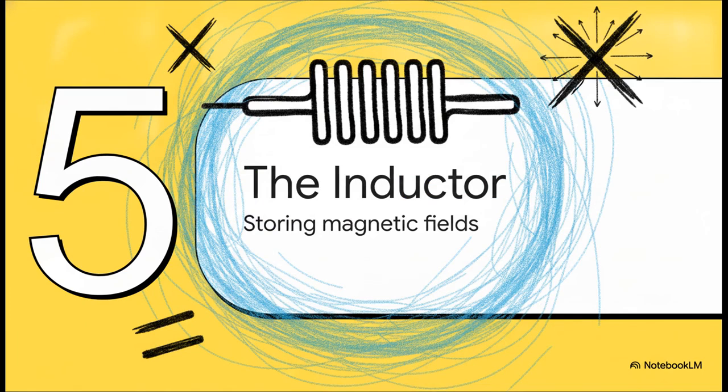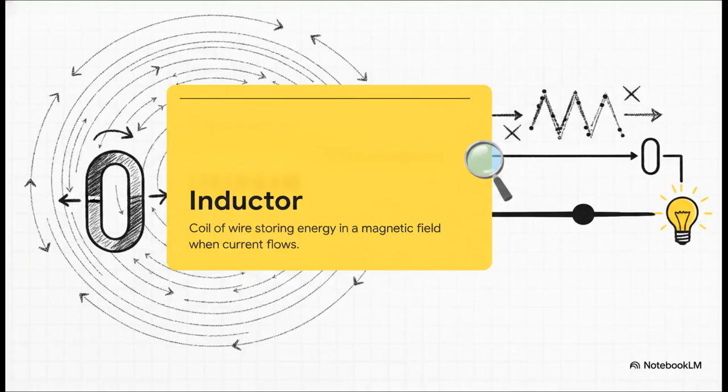And finally, Section 5, the inductor, which is all about storing the magnetic field. An inductor is, at its most basic, just a coil of wire. When current flows through that coil, it stores energy in the magnetic field that sets up around it, and any change in that current actually induces an opposing voltage. We describe this behavior using Lenz's law, which basically means the inductor heavily opposes any change in current. Because of this, it passes steady DC with no problem, but strongly resists high-frequency AC. In a steady DC circuit, it essentially just acts as a short circuit.